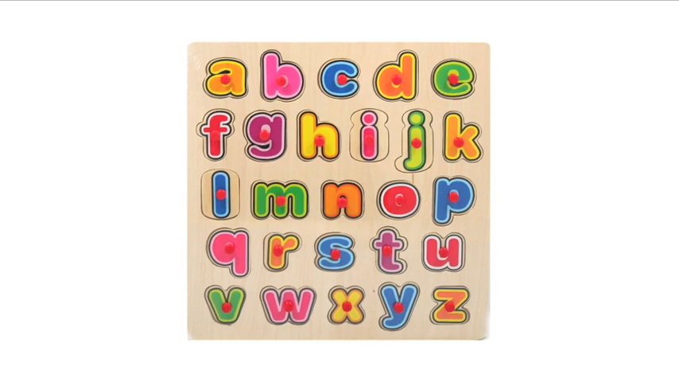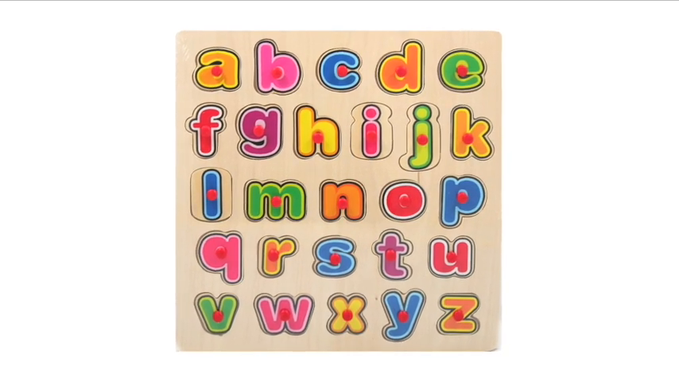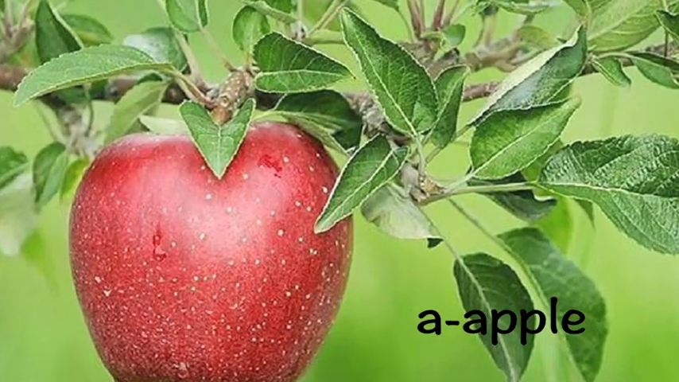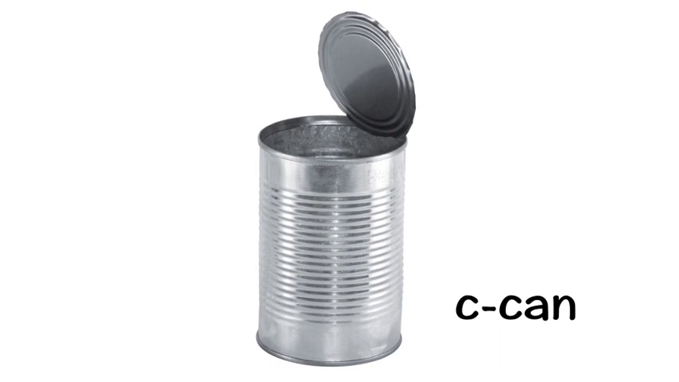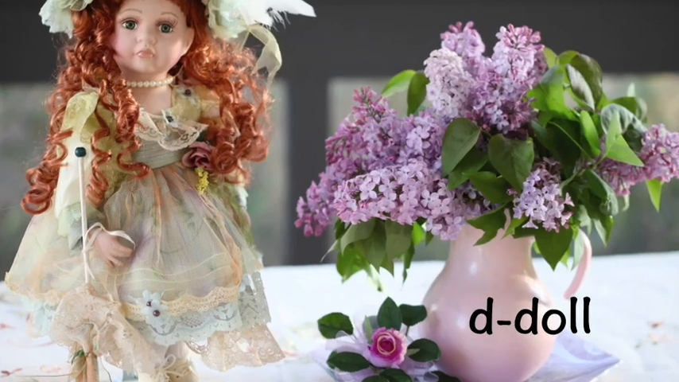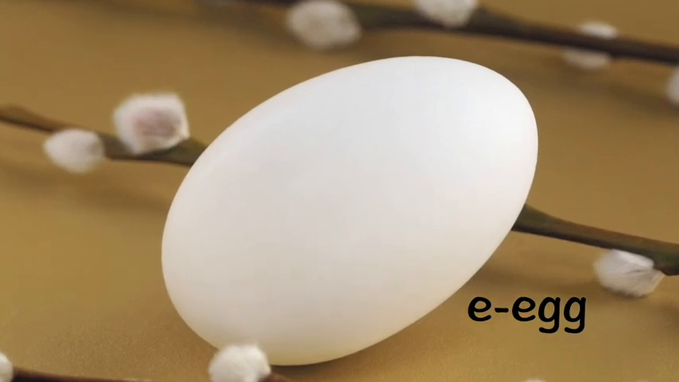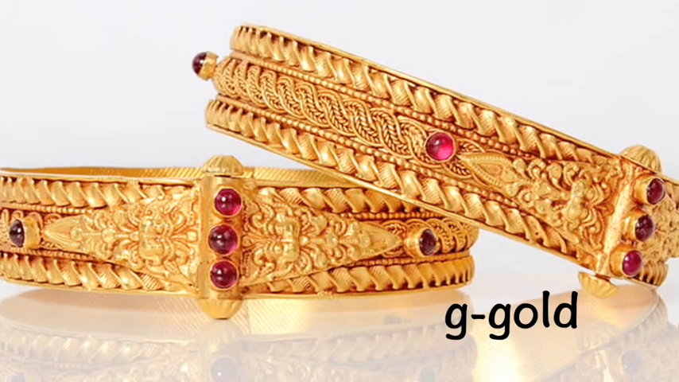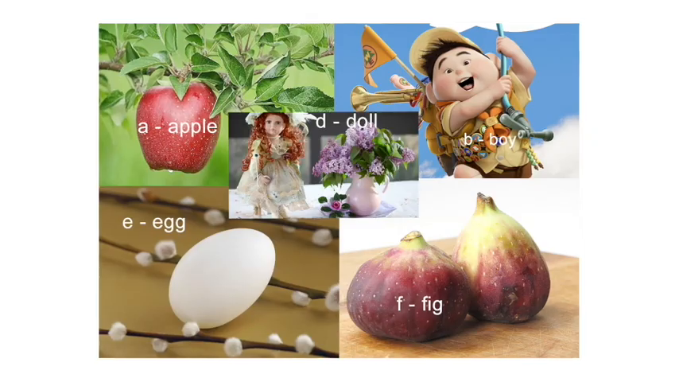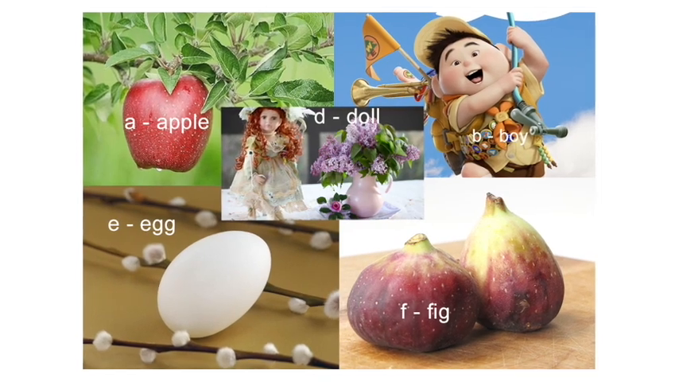Convert the alphabets which are in small letters into some objects. For example, small a stands for apple, small b stands for boy, small c stands for can, small d stands for doll, small e stands for egg, small f stands for fig, small g stands for gold, etc. From A to Z, convert small letters into objects.